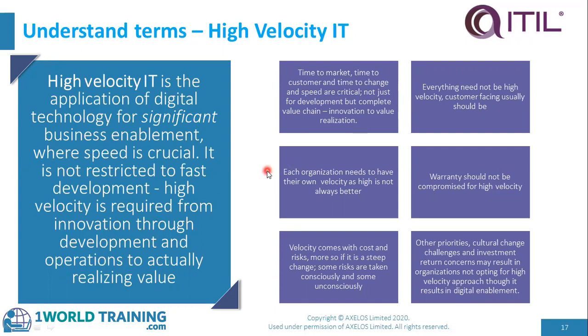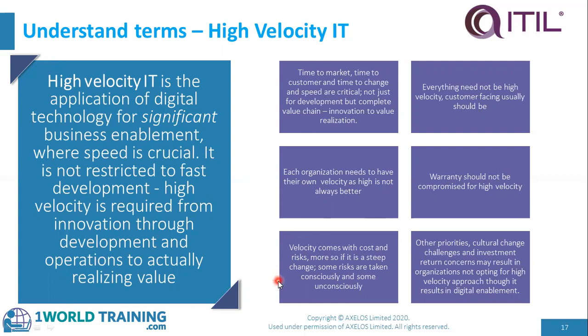Each organization needs to have their own velocity, as high is not always better. Some organizations may prefer to work at a slightly slower speed. Warranty should not be compromised for high velocity. Velocity comes with cost and risks, more so if it is a steep change.